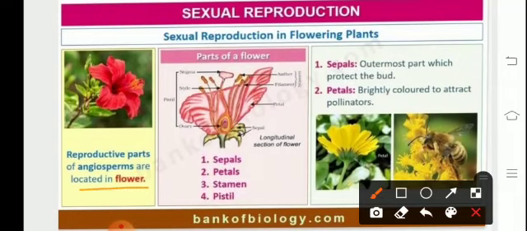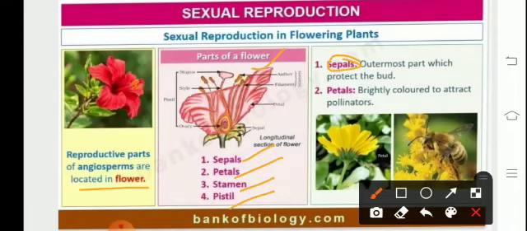So basically, the flower comprises the accessory whorls or the additional whorls like sepals and petals, and the essential or the reproductive whorls, that is the stamen and the pistil, or we could call them the androecium and the gynoecium. The calyx, which is a group of sepals, is the outermost part which is green in color, and it protects the flower in its bud condition.